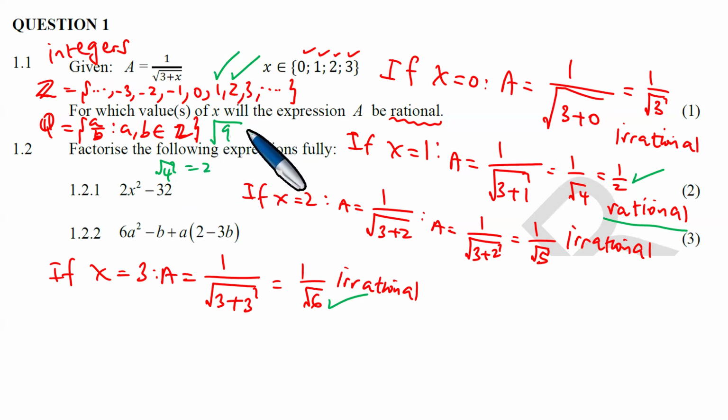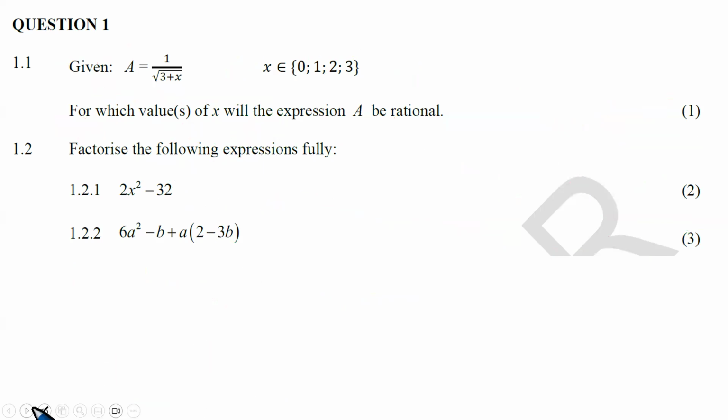The square root of 9, what is it? 3, and 3 is an integer. Yes, the square root of 9 is an integer because it is equal to 3. Next point, we move forward.